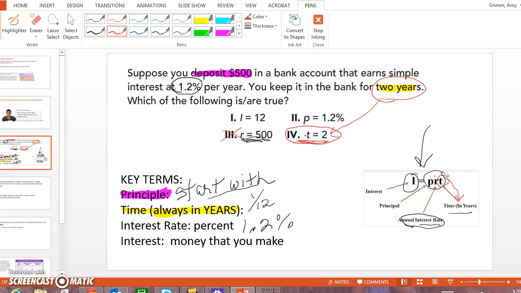All right, the next one says P. P says it is the principal. Okay, no, that's the interest rate. That's not a principal. Principal, again, is what we start with. That's not what I started with. And the last one is I equals 12. And so to figure out if that's correct, then we would actually have to do the problem.